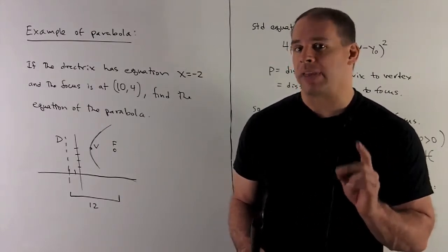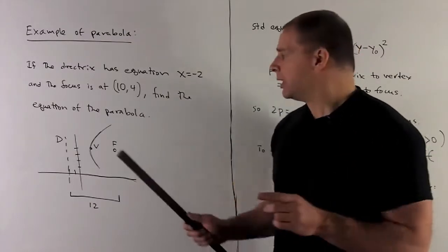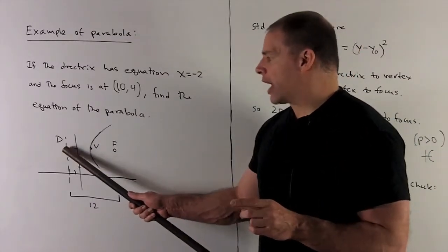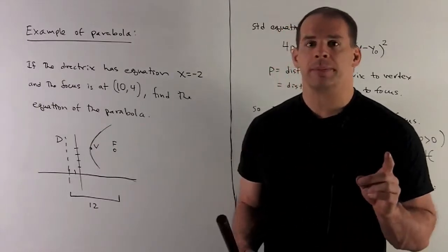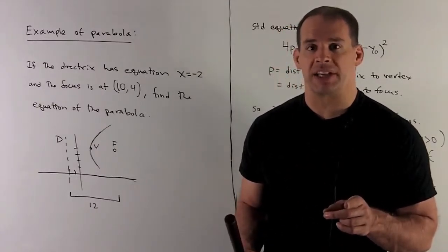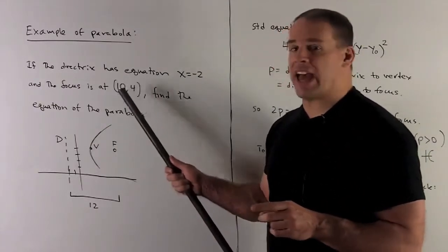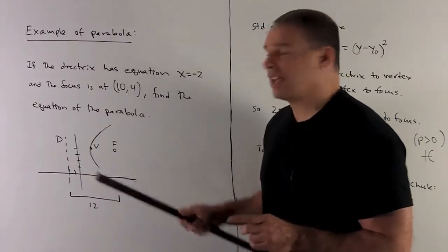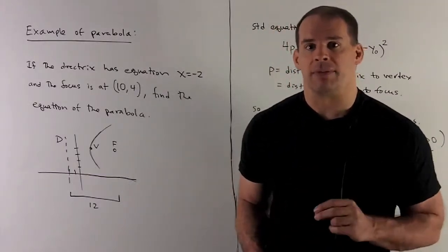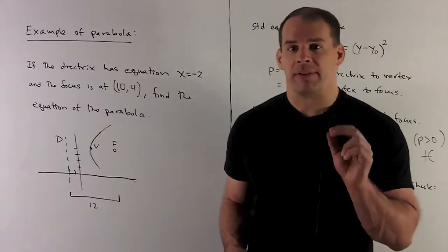If you didn't like the way I worked that out, another way to think of it, we know the distance from our directrix to the focus is 12. So half that distance is going to be 6. If I subtract 6 off of the 10, since we're moving along x, that's also going to give me (4, 4). So now we have everything we need.